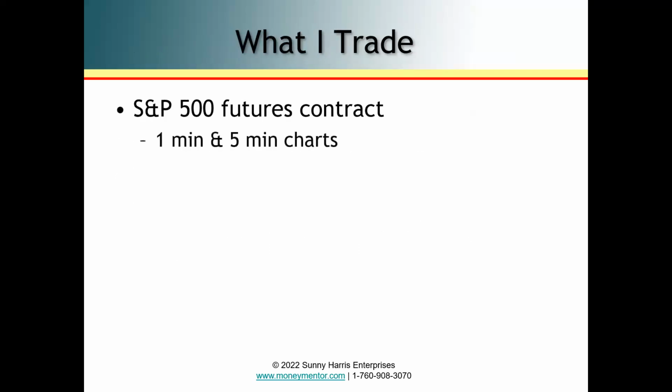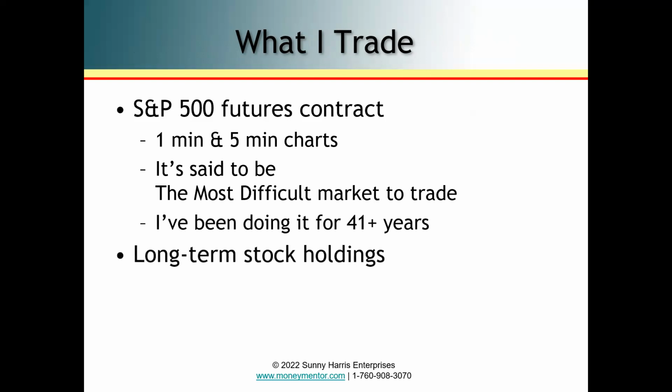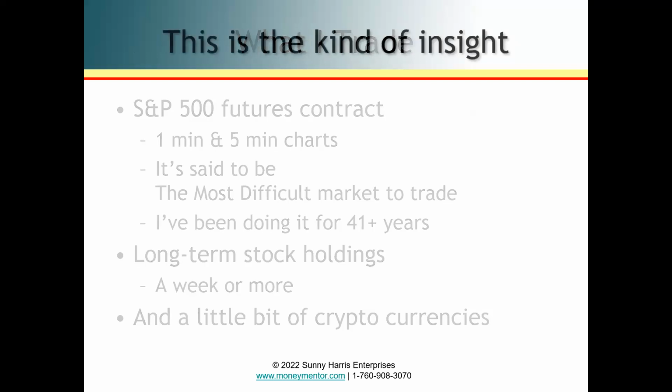So I trade the S&P futures contract on 1 and 5 minute charts. I've heard that the S&P is the most difficult market to trade, but I've been doing it for 41 years. I do have long-term stock holdings as opposed to my 1 and 5 minute charts for the E-mini. And I hold them a week or more, months, sometimes years. And I do trade Ethereum, cryptocurrency.